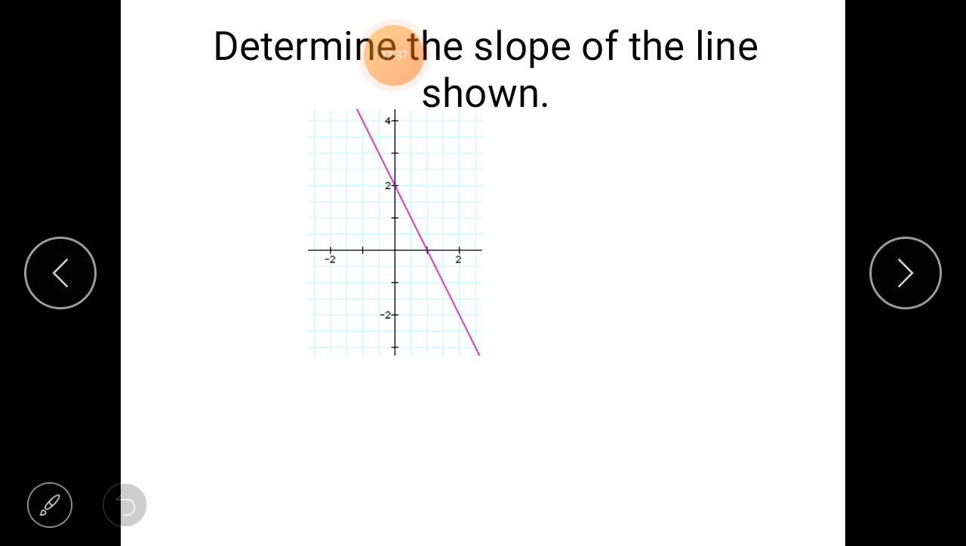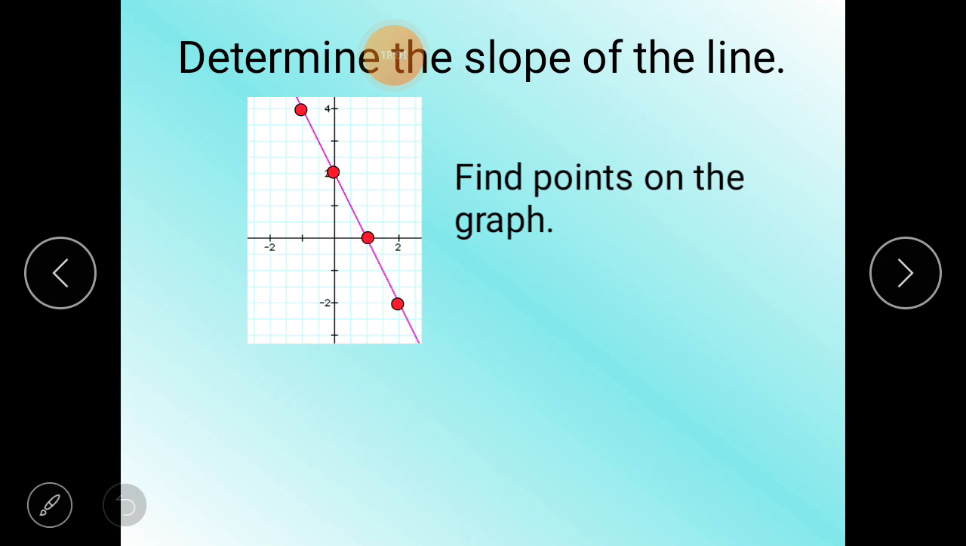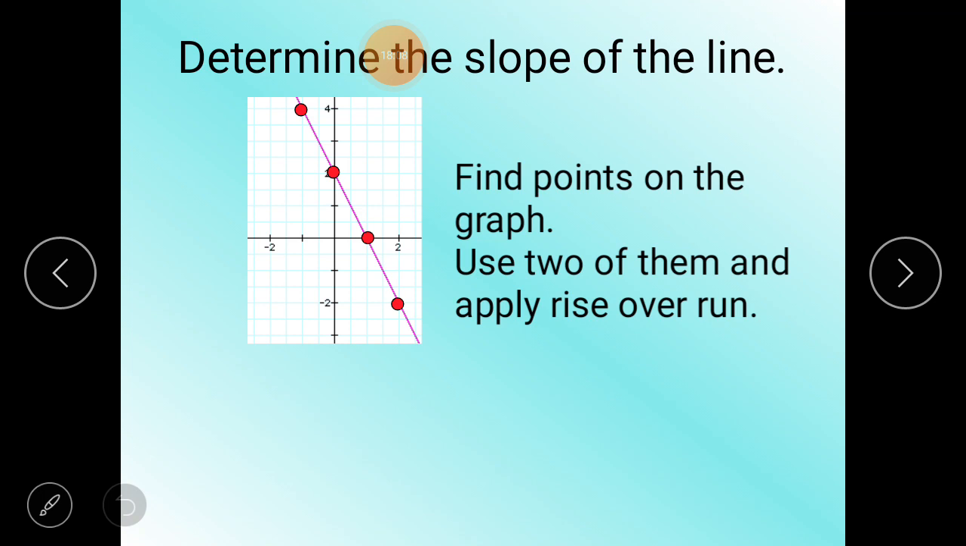So what if the given is like this, wherein there's no identified points? It's just a plain line. So what should you do? Okay, so first find points on the graph. If you can locate points that are exactly with x and with y, just like this one, you can do that. Then use 2 of them and apply rise over run.